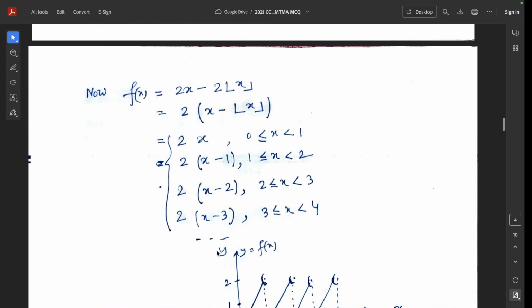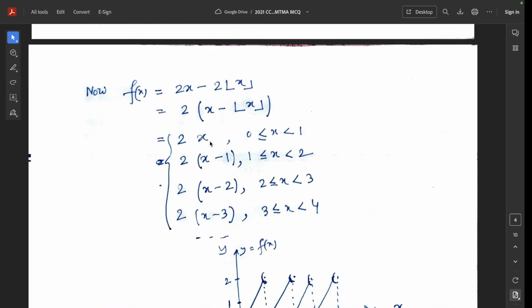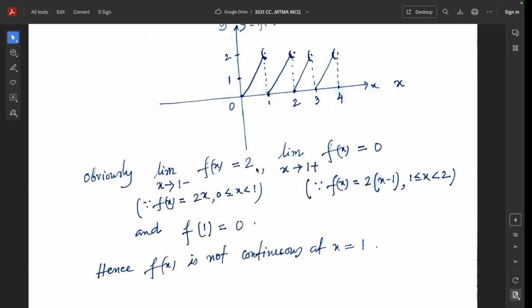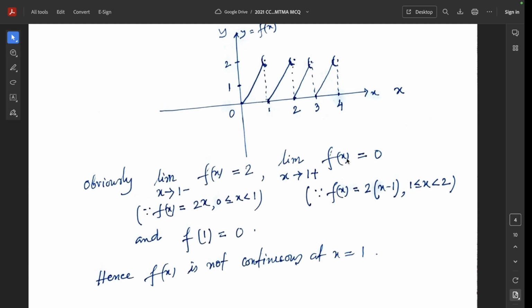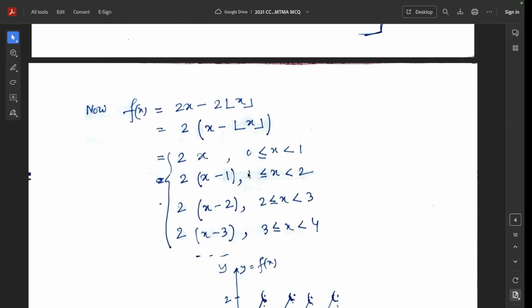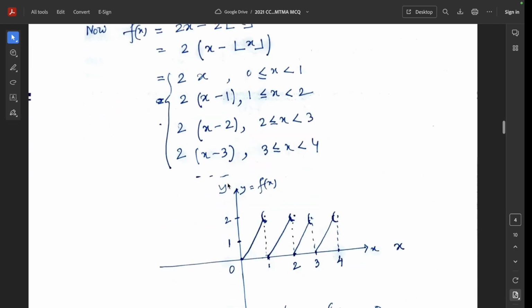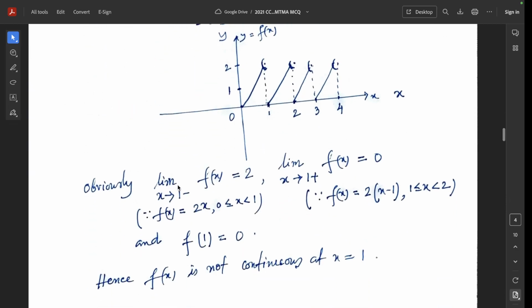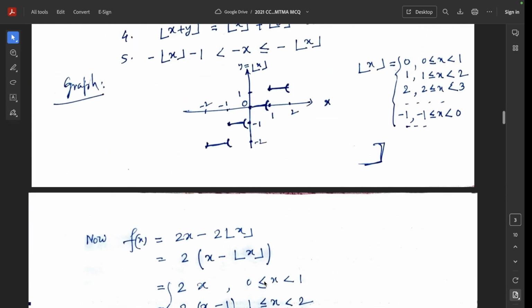For x less than 1, f(x) equals 2x, so putting x equal to 1 gives 2. For the right hand limit, we choose the interval 1 to 2, where f(x) equals 2(x minus 1), so putting x equal to 1 gives 0. And the value of f(1) equals 0. So the left hand limit is 2, the right hand limit is 0, and the value of the function is 0. So f(x) is not continuous at x equal to 1, which is the correct answer.